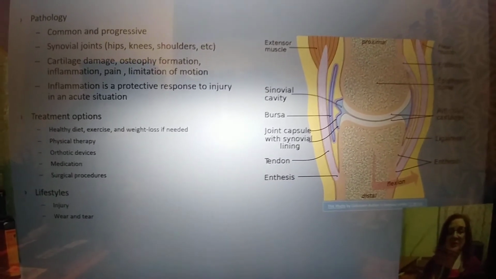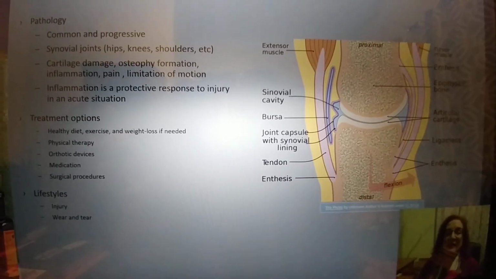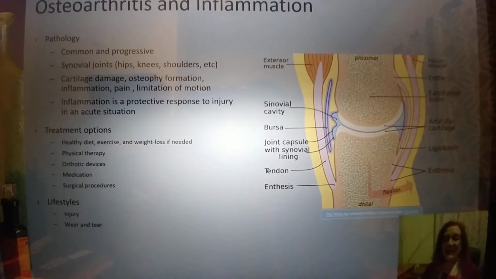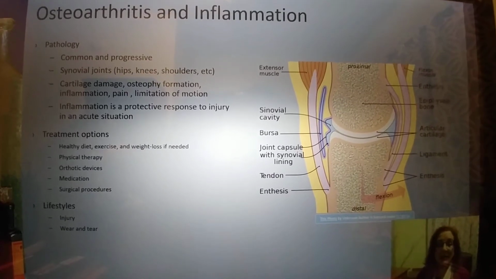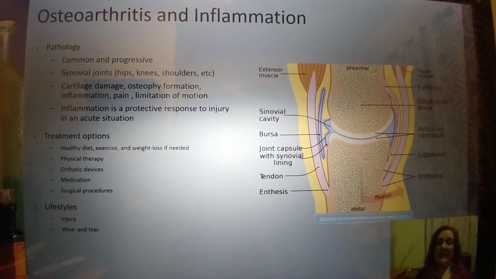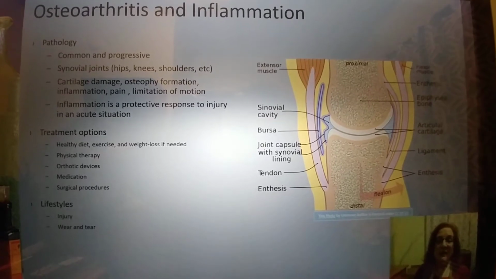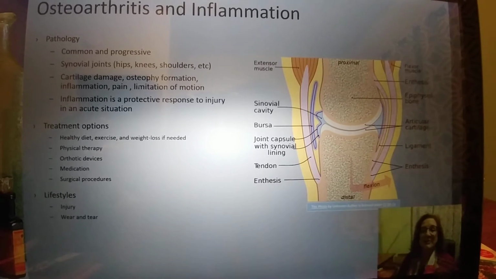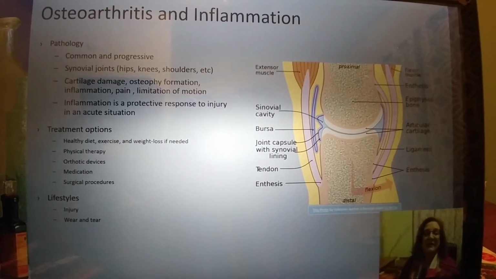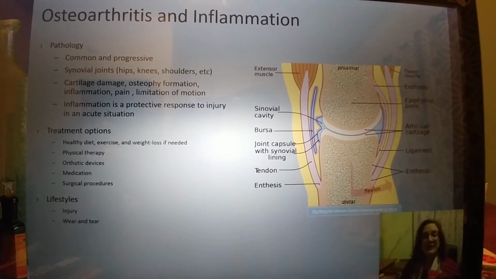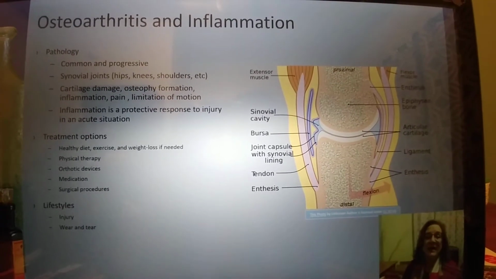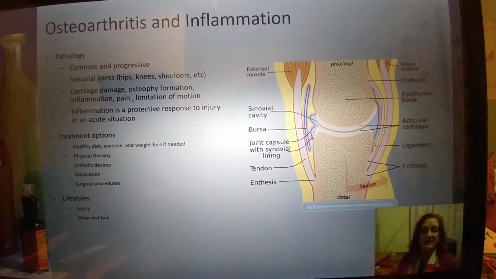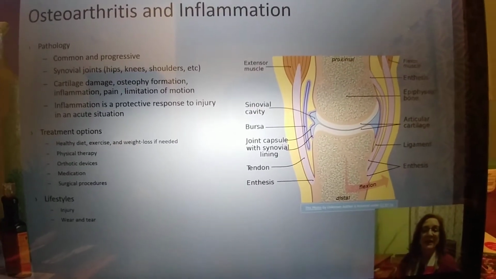Osteoarthritis involves destruction of cartilage, bony growth developments on the ends of the bones, inflammation and pain, as you can imagine, and impaired motion. Inflammation is a natural protective response to an acute injury. And when healing has occurred, the inflammation normally subsides. With chronic conditions such as osteoarthritis, that inflammation remains.